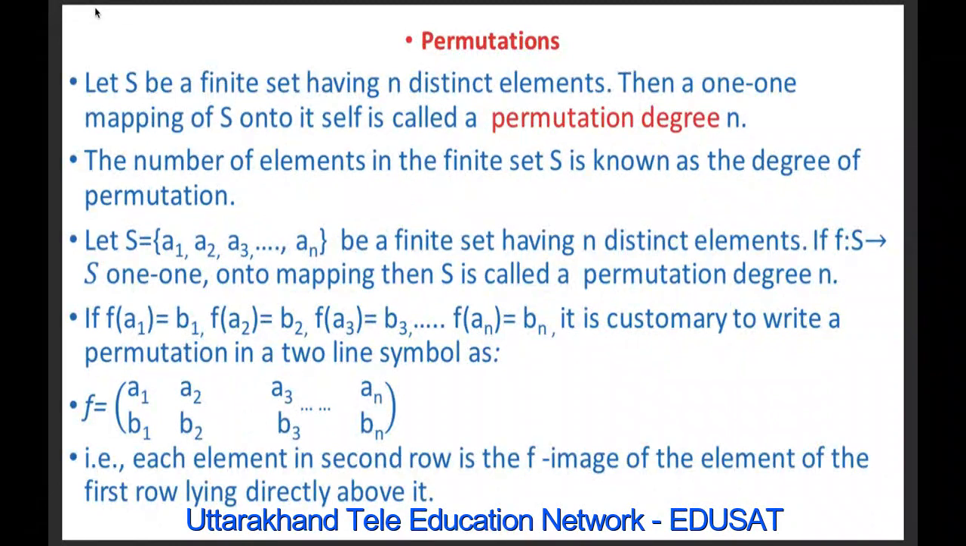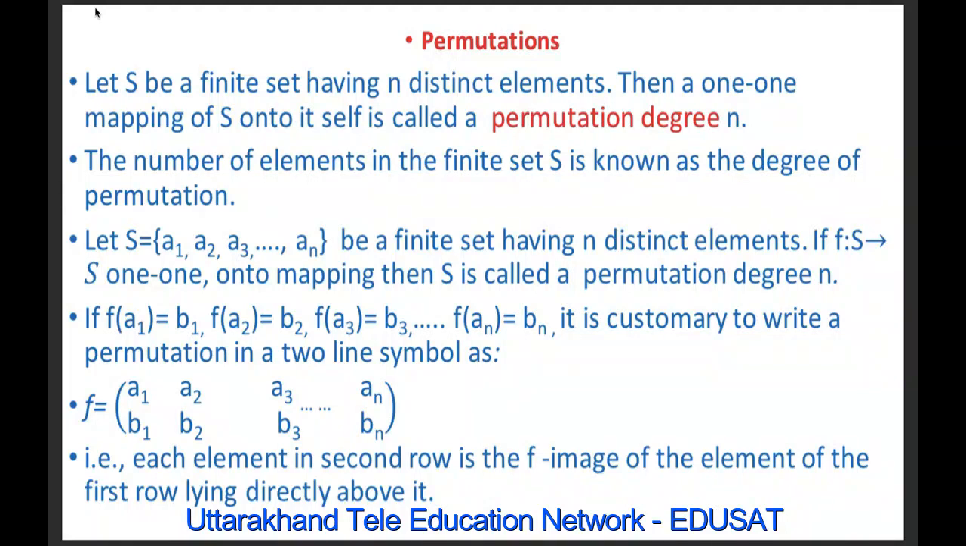So first of all, what is permutation? Let S be a finite set having n distinct elements. Then a 1-1 mapping of S onto itself is called a permutation of degree n. The number of elements in a finite set S is known as the degree of permutation.